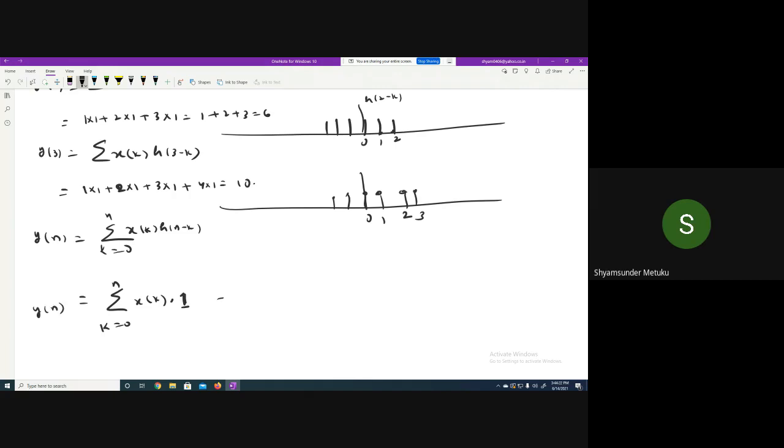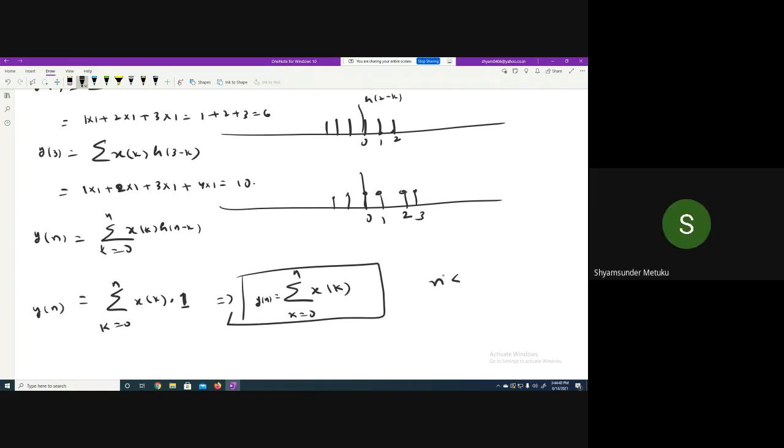So y of n, now you substitute here. If n equal to 0, you are trying to consider only the first sample of the input x of k. If n is equal to 2, 2 samples of the input. N equal to 3, 3 samples of the input. N equal to 4, 4 samples of the input. Correct or not? Can I write this way in generalized form? Can I write it or not? You just respond. Yes, sir.